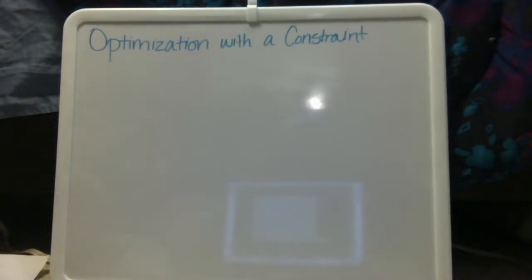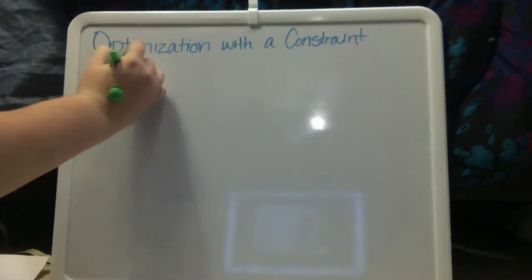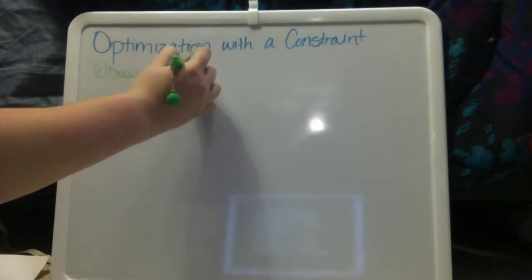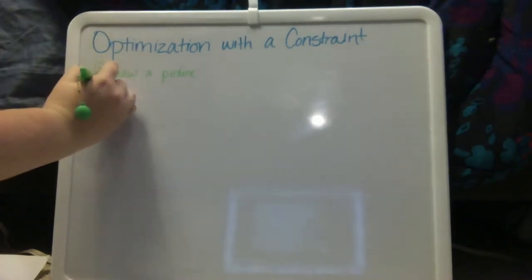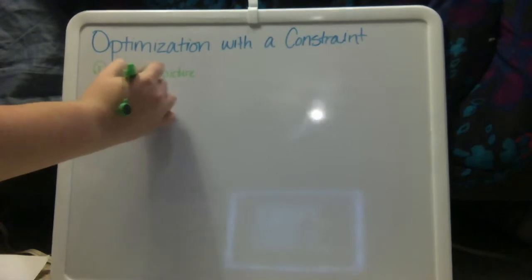So today we'll be doing a problem that has to do with optimization with a constraint. Now, each of these problems has their own equation, but there are some general steps. First, you always draw a picture. After that, you find your objective, which is usually stated in the problem.